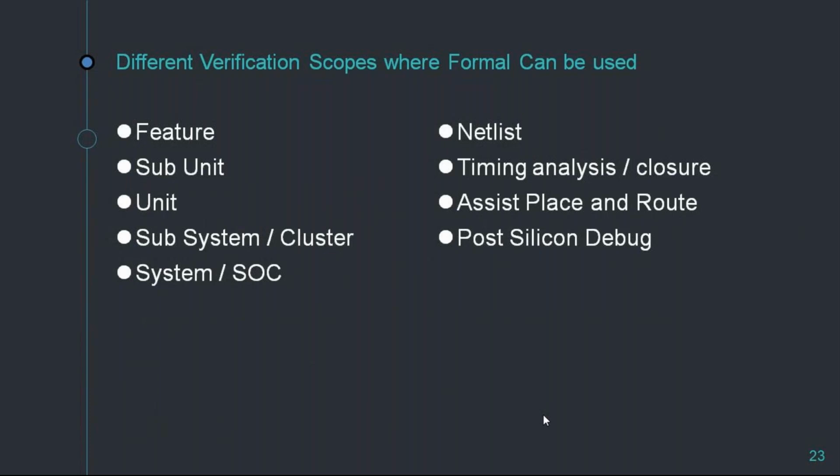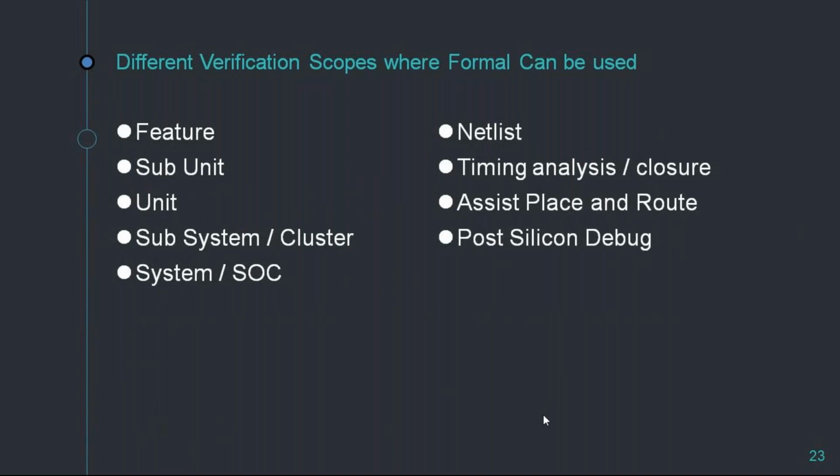Here, formal can also be used as an aid for doing timing closure or place and route: finding what is the maximum delay, what is the maximum number of clocks it takes in a particular path, or on which node there is a lot of activity. So you can avoid placing high activity nodes close to each other, so as to reduce high activity at the same point and increasing the temperature in that area.